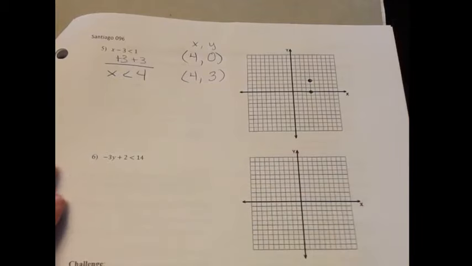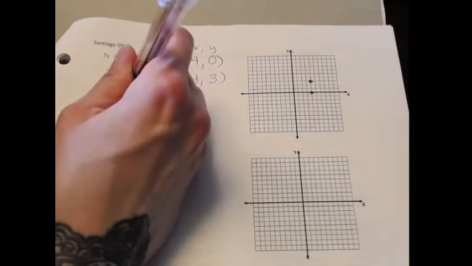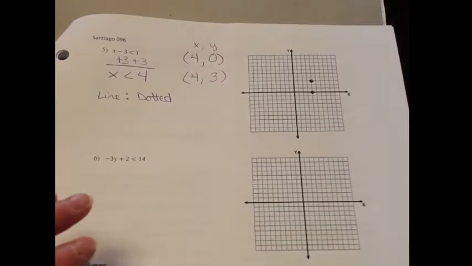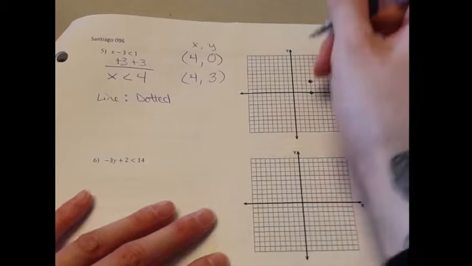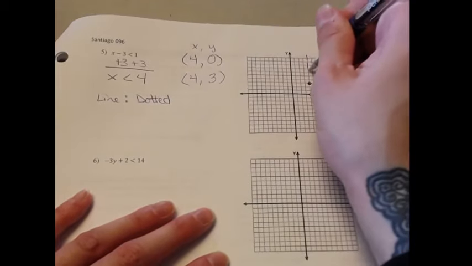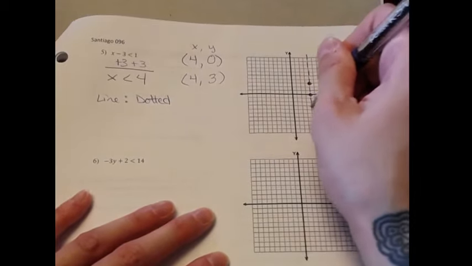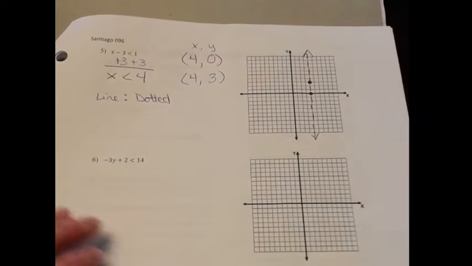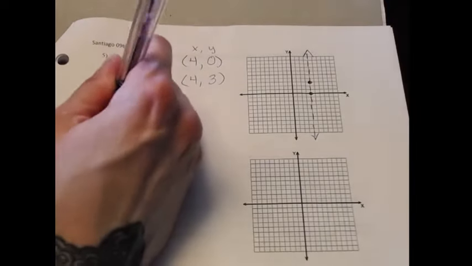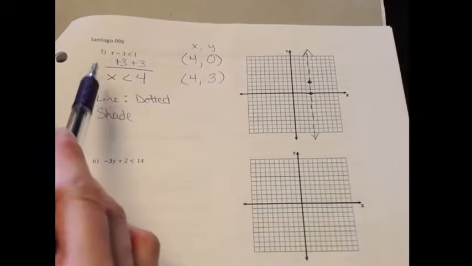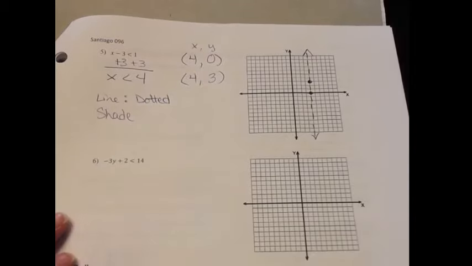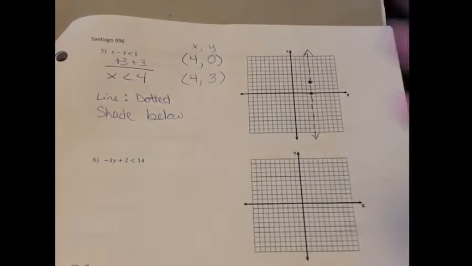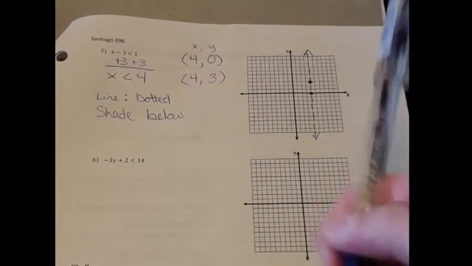We know for a fact that my line is going to be dotted. X is less than 4, so this is going to be dotted. So let's go ahead and draw our dotted line. Arrows. And now let's think about what the shading implies. X is less than 4, so less than meaning shade below, right? But what the heck does shade below look like when you have a vertical line?